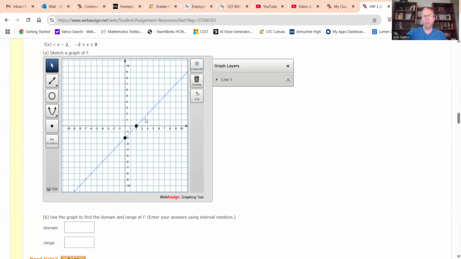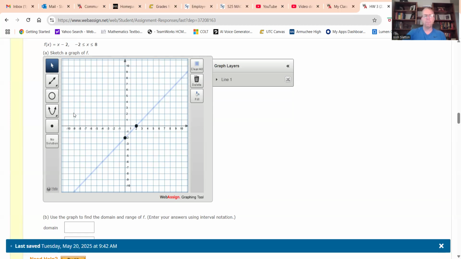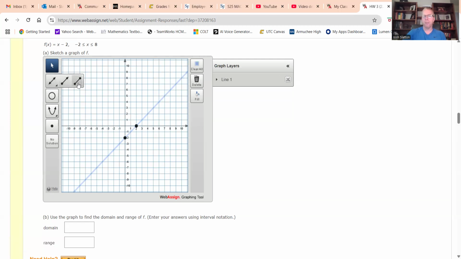So that's how you do these. Just make sure that you click the right one, and then if it's a line segment, you have to pick the endpoints. If it's a line for the whole domain, you can pick any 2 points that would be on the line, so it doesn't really matter.